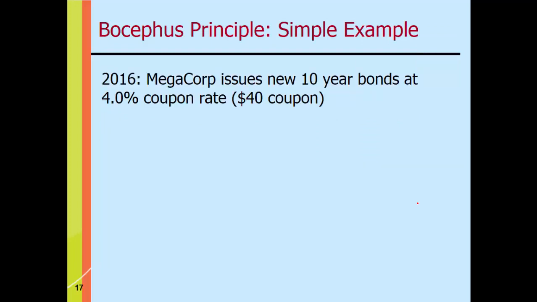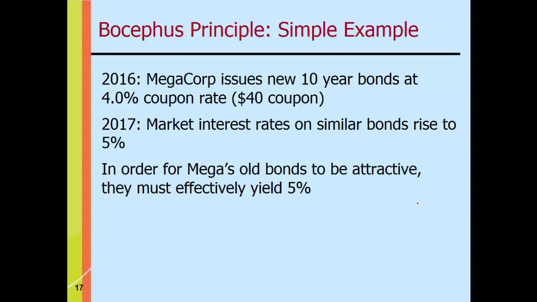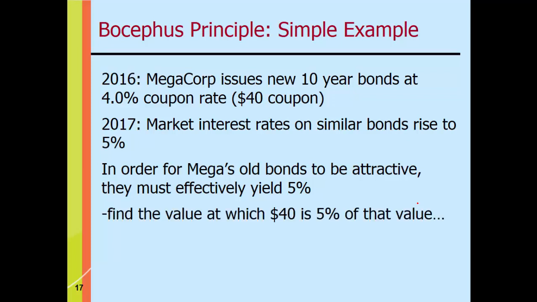Let's say in 2016, Megacorp issues new 10-year bonds with a 4% coupon rate. That means $40, right? Because I said the face value is usually $1,000. So $40 on $1,000. And market interest rates rise in the meantime, and they're now 5% for similar bonds. So what's going on with investors? Well, for those old bonds paying a lower interest rate than current rates, we have to adjust their value so they effectively yield 5%. The coupon's still $40, so we're going to find the value at which that $40 coupon is 5% of the value. And mathematically, that's going to look like this. The $40 coupon equals 5% of x, and we're going to solve for x.